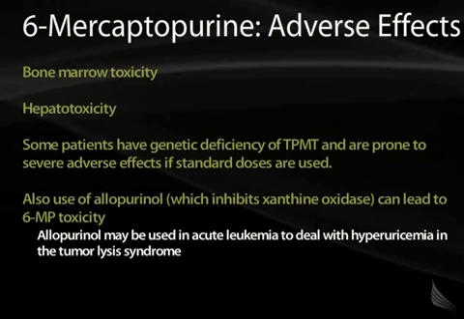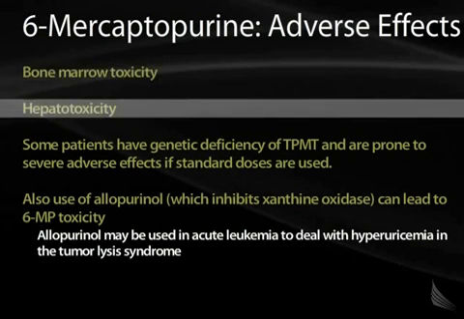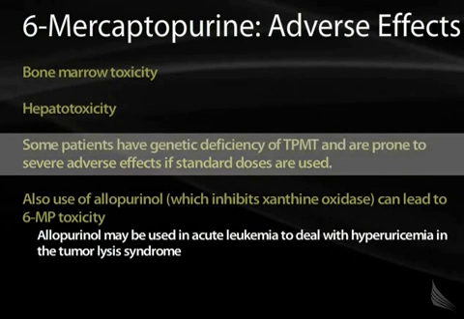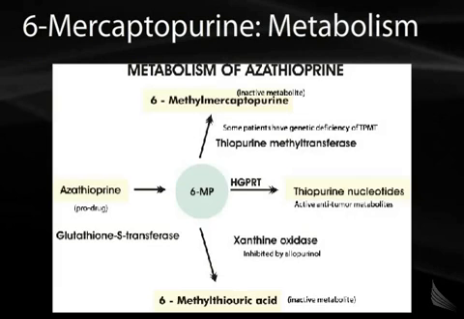The adverse effects of 6-mercaptopurine include bone marrow toxicity and hepatotoxicity. Patients that have a genetic deficiency of TPMT, which is an enzyme that breaks down 6-mercaptopurine, would be prone to severe adverse effects. The use of allopurinol actually can lead to 6-MP toxicity as well.